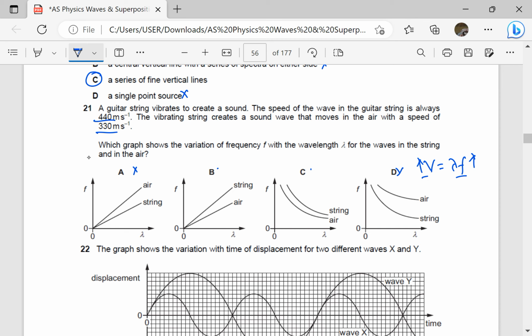Because the speed of the wave on the guitar string is higher than the speed of sound in air, the speed of the wave on this guitar string is always greater than the speed of the wave in air. This is showing us that as the wavelength increases, the frequency also increases, yet we see that frequency is inversely proportional to wavelength. So it means B is going to be wrong. So the answer is going to be C.